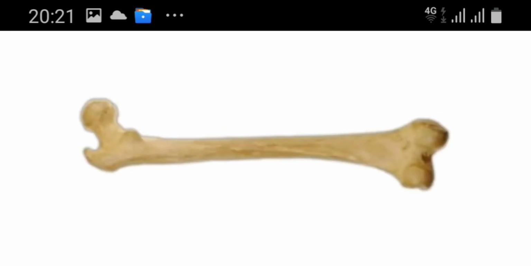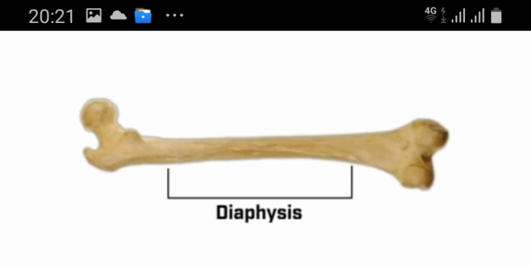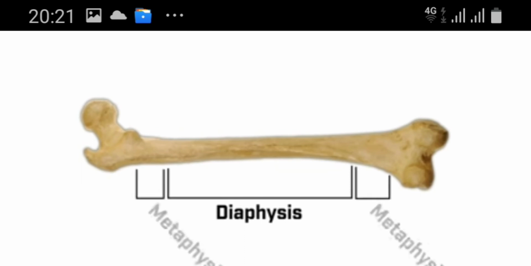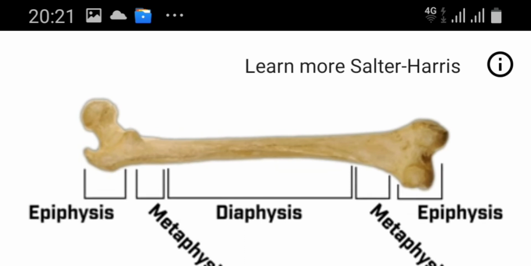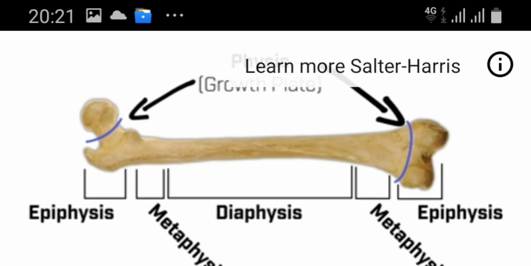Okay, so here's the long bone. There's the diaphysis, or the shaft in the middle, then the metaphysis, and finally the epiphysis at the ends. Highlighted here in blue are the physes, also known as the growth plates.